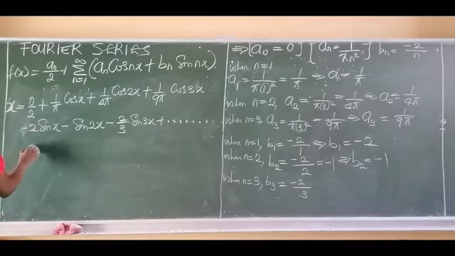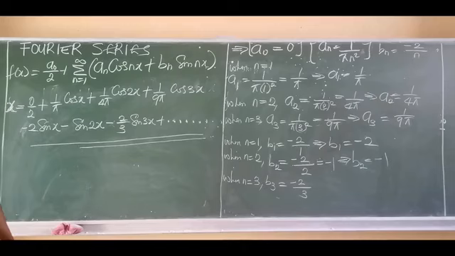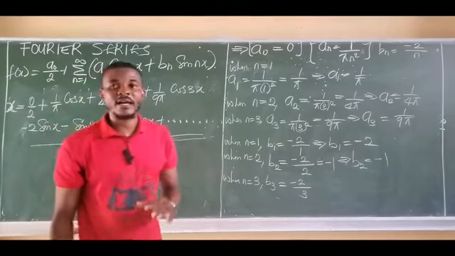So this is your final answer. You can leave your answer like this. This becomes the Fourier series of that function x. It's as simple as that, within the range from minus pi to pi.